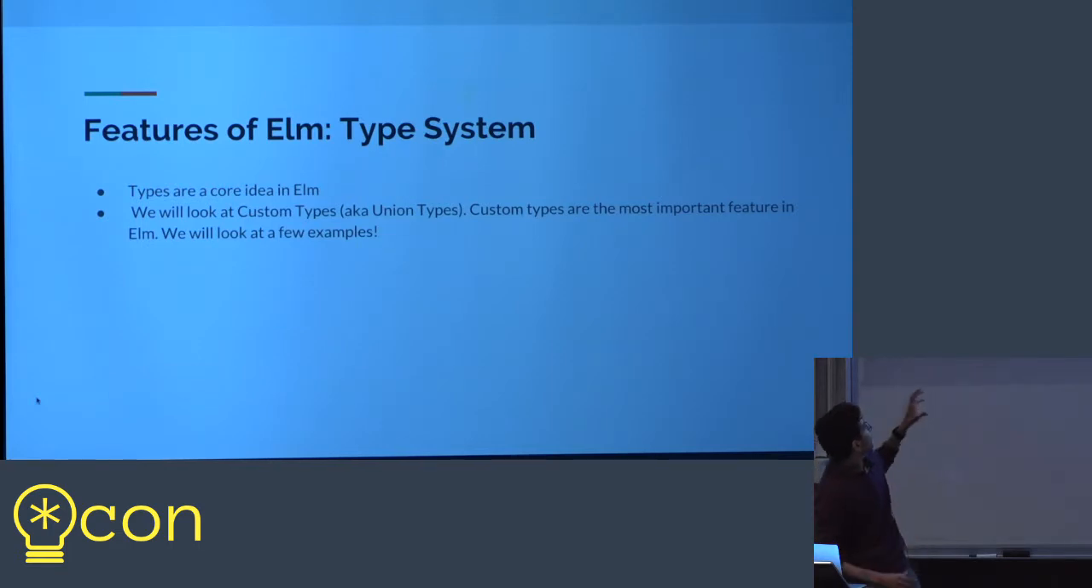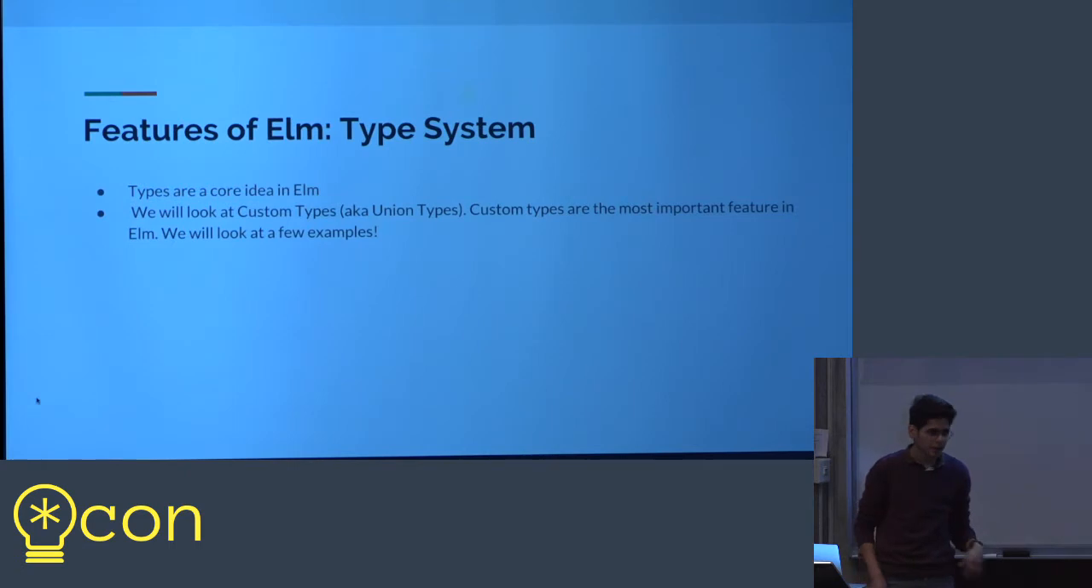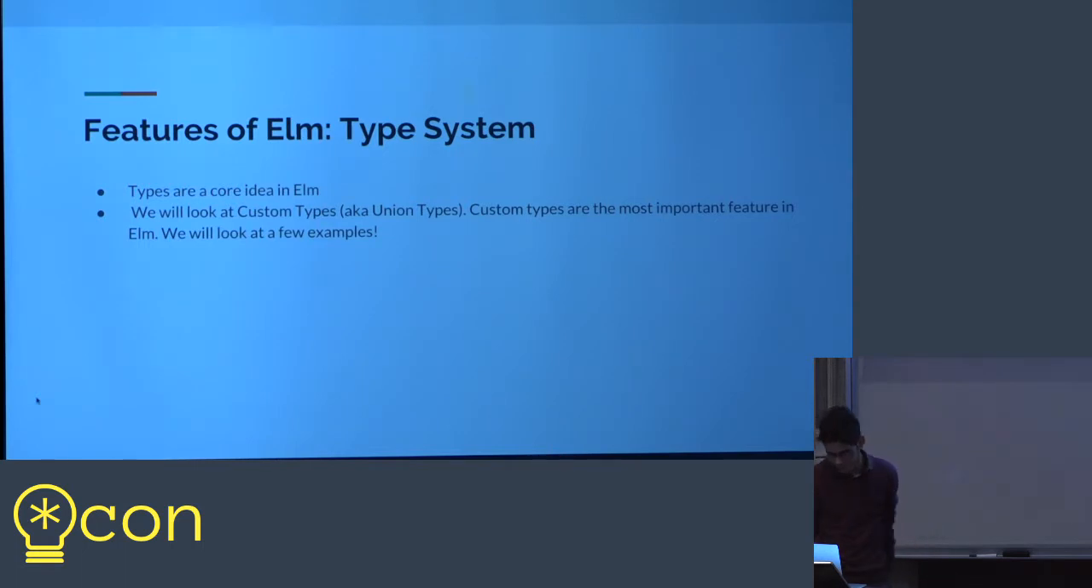Just to focus on something in this talk, I'm going to talk about custom types, which are also known as union types, and they are the most important feature in Elm. If you learn to use custom types correctly, you've figured out and you've mastered Elm. We will look at a few examples of those.